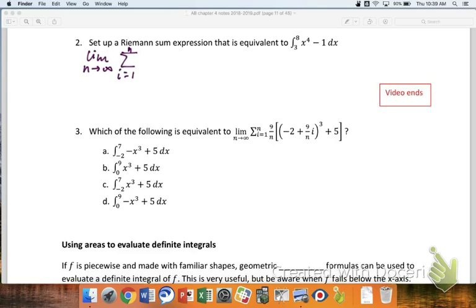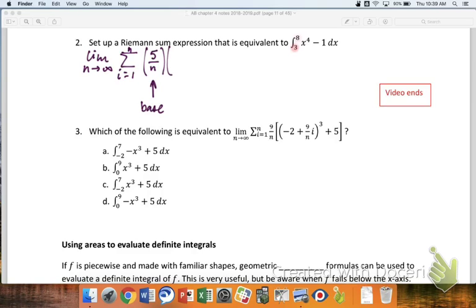Then the next piece is the base length of all the rectangles. What we need to do to look at that is we need to notice the 3 and the 8 define our domain. And the difference between 3 and 8 is 5. And so if we have a full width of 5 and we want to squeeze n rectangles in there, then each base length is going to be 5 over n wide. So that's our base of the rectangle.